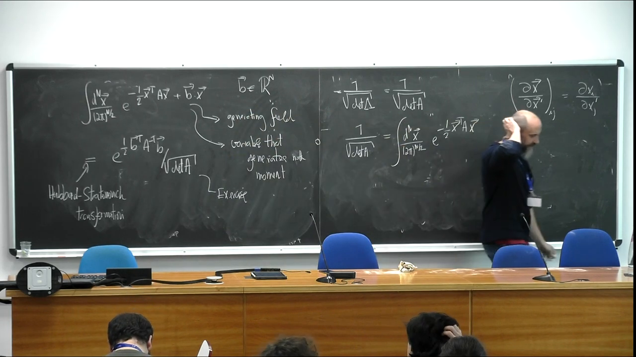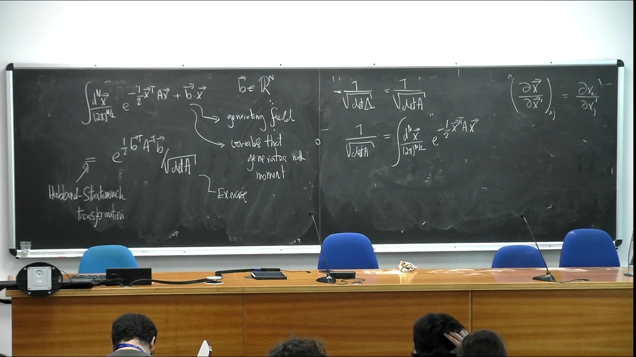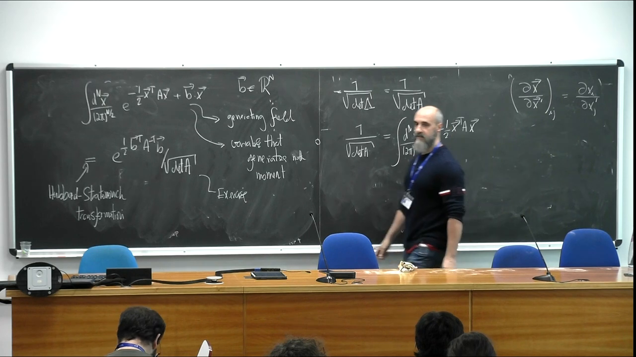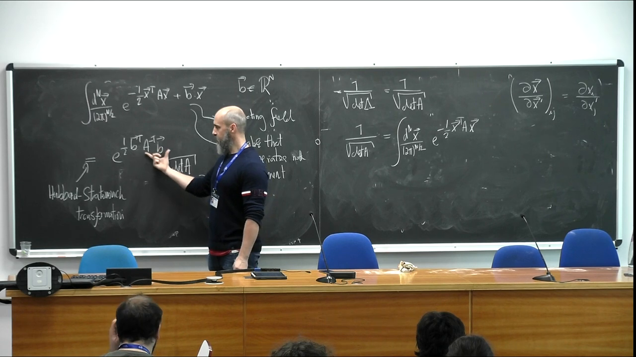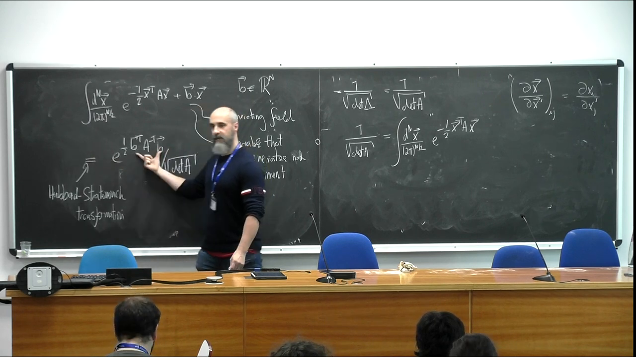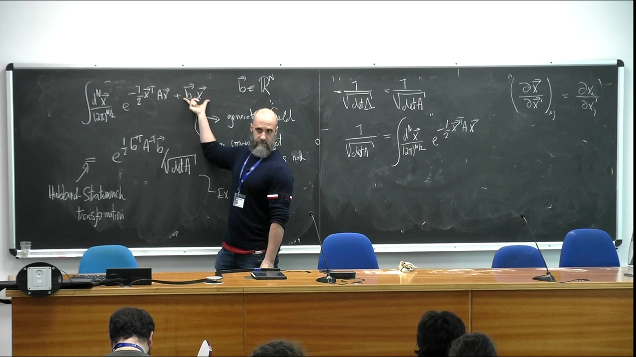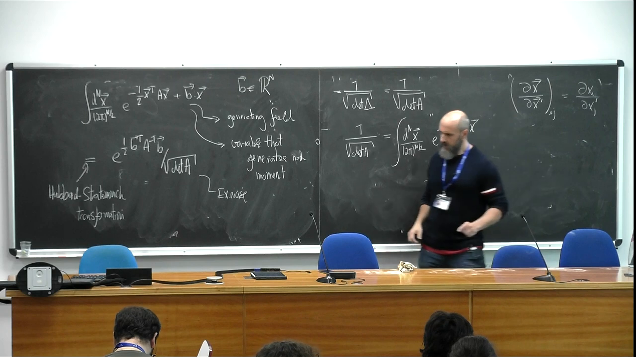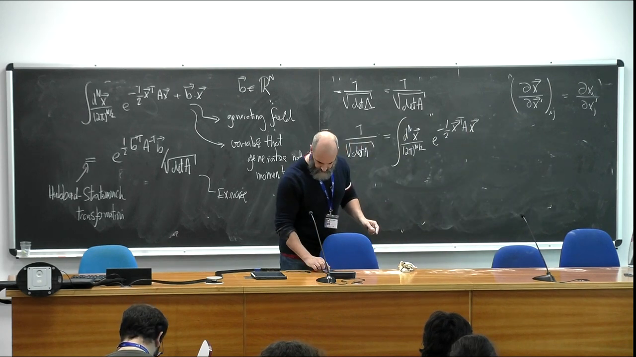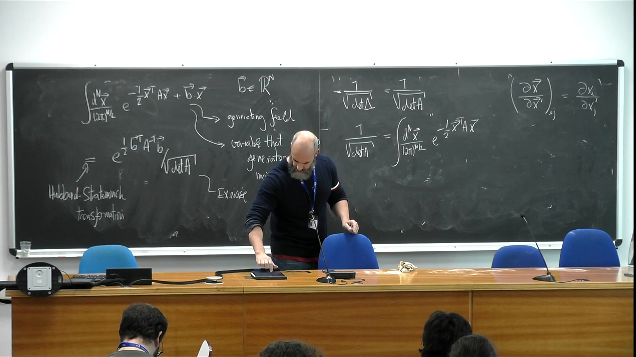Do you know why this is a cool trick? Use it in reverse. Why is this Hubbard-Stratonovich transformation a very cool trick? That's right, because sometimes it happens that you have something quadratic and you don't know what to do with it. If you do the transformation the other way around, what is quadratic becomes linear. Very good.